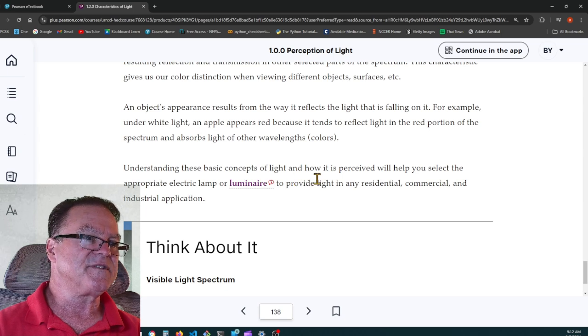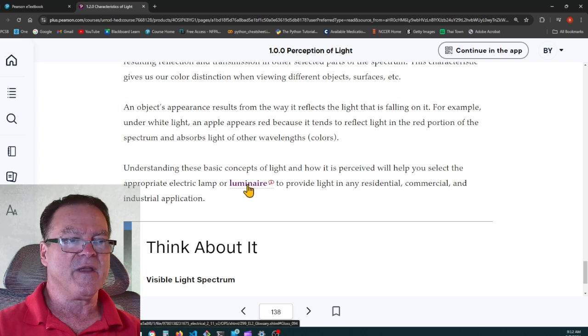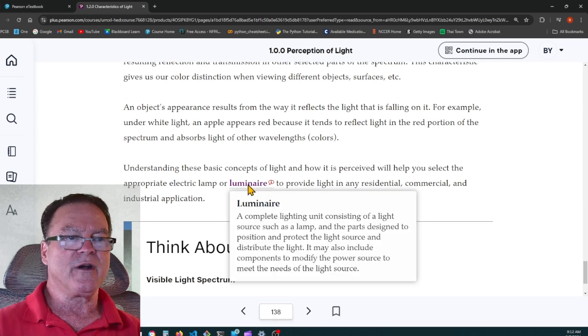Understanding these basic concepts of light and how it's perceived will help you select the appropriate electric lamp or luminaire to provide light in any residential, commercial, or industrial application. We're going to use the term luminaire for light fixture.